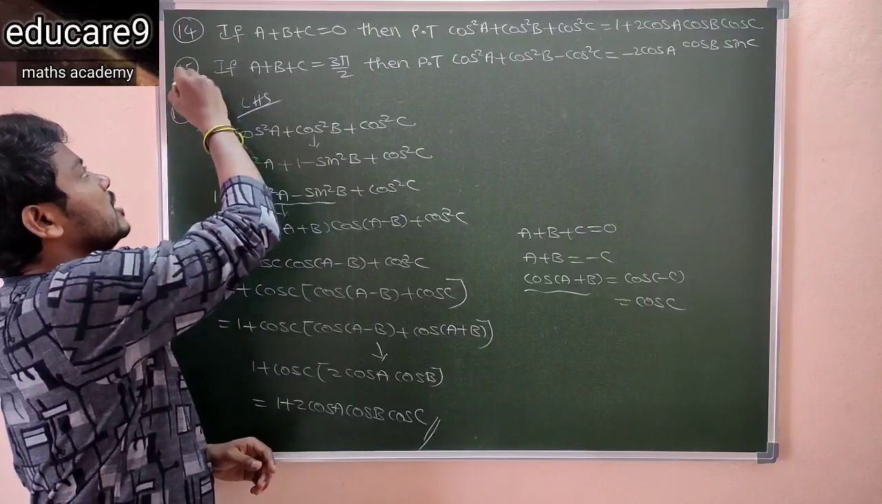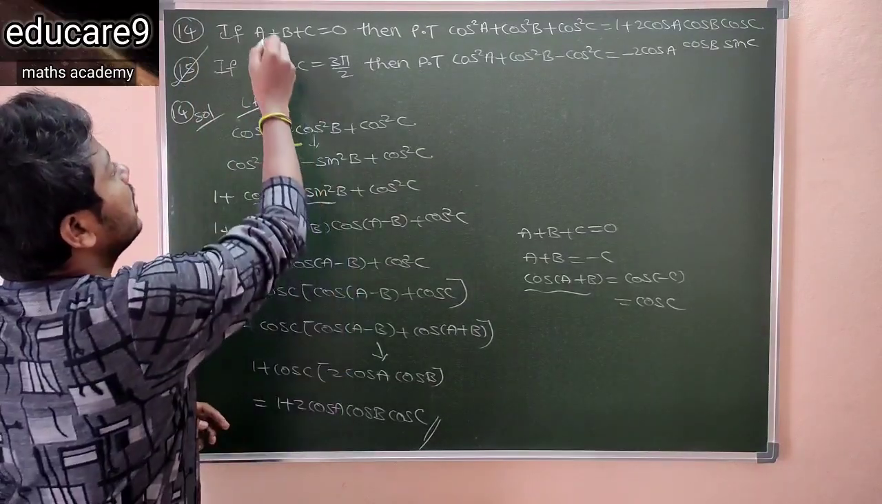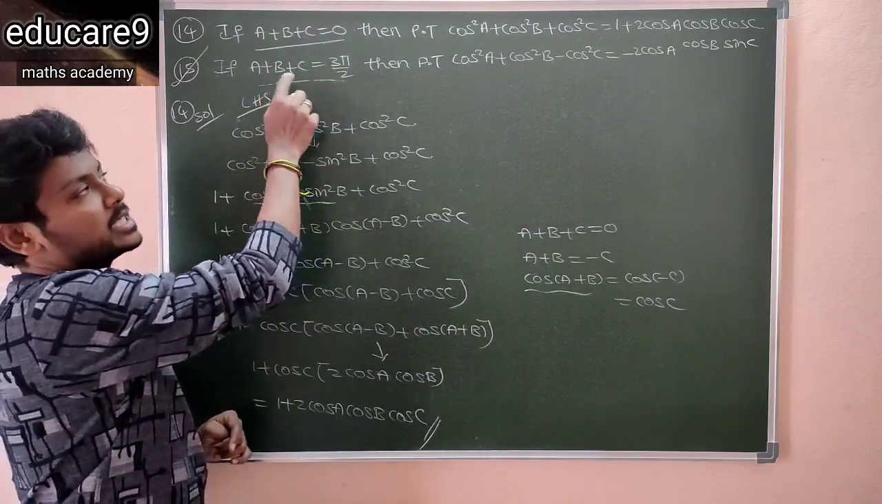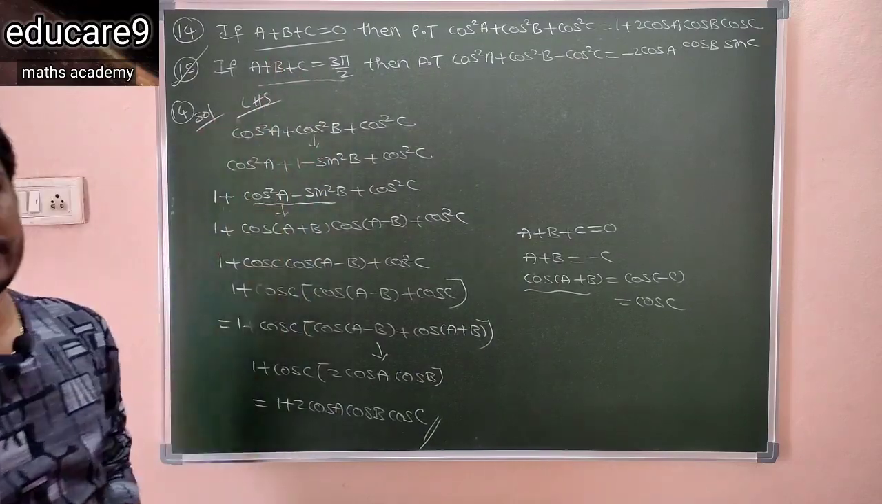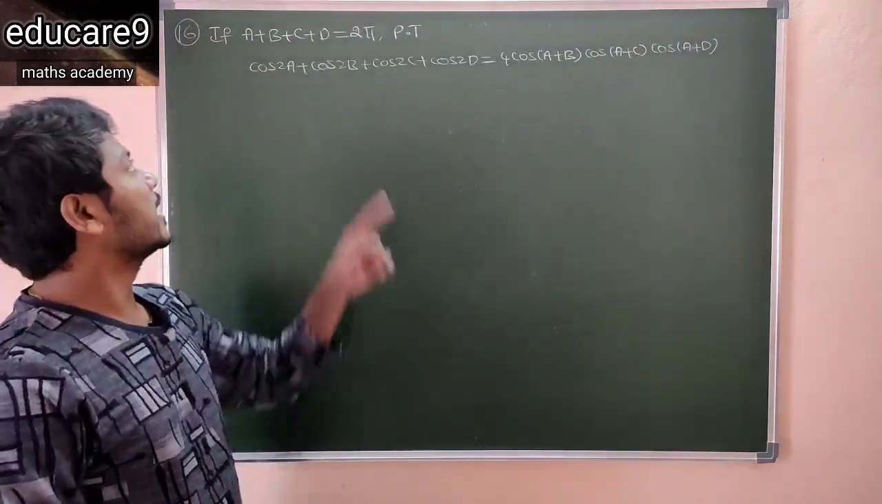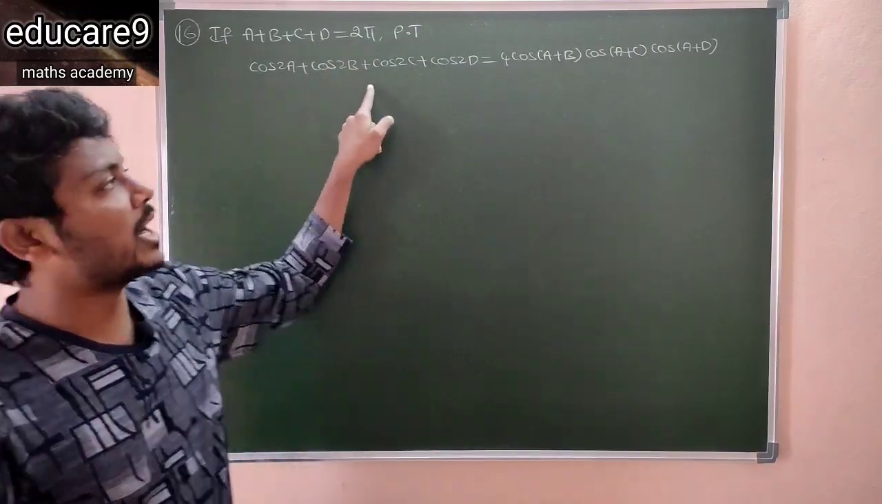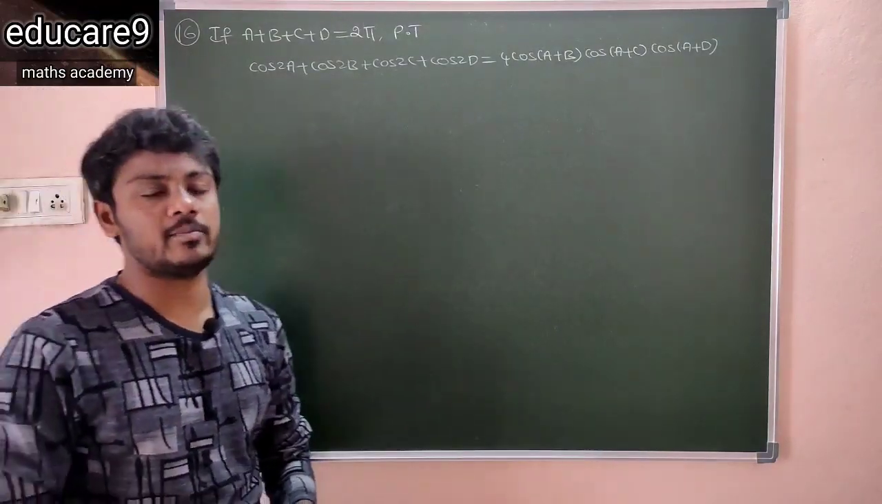So try to solve question number 15. This is similar to question number 14. But here a plus b plus c equals 0 is given. Here a plus b plus c equals 3 pi by 2 is given. So that is the difference. Okay. So next question. A plus b plus c plus d is 2 pi. Then prove that this value is 4 cos a plus b cos a plus c cos a plus d.